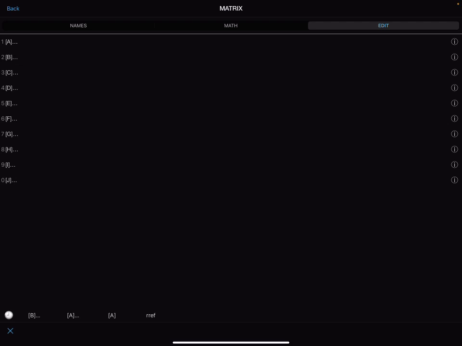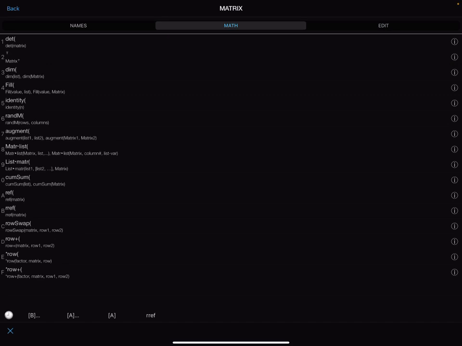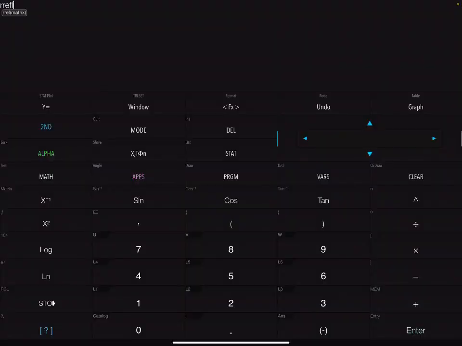So what you need to do is go to math, and you're going to go down to RREF. RREF stands for Reduced Row Echelon Form. Reduced row echelon form basically puts your matrix in a form that actually solves the system. So you got to go down to RREF.